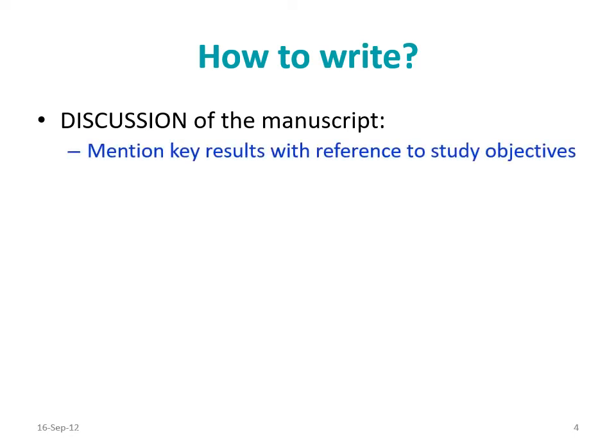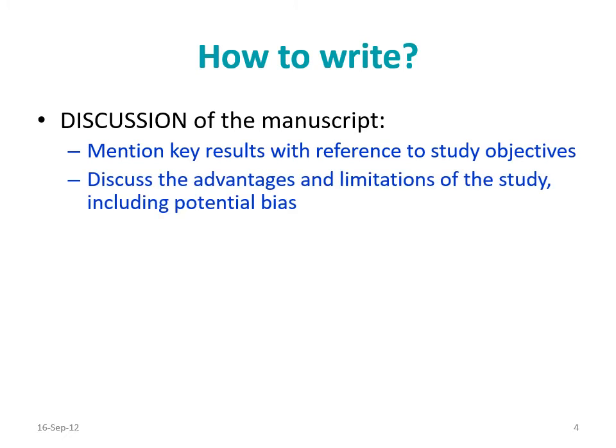To start a discussion, one should always mention the key results with reference to the study objectives. Well, to start with, we decided to see blah blah blah, and then you need to say, and we found out the salient features. Then one should be able to discuss the advantages as well as the limitations of the study, and don't shy away when you mention the limitations.